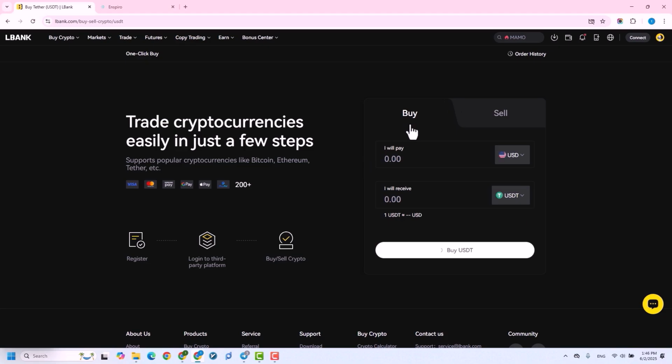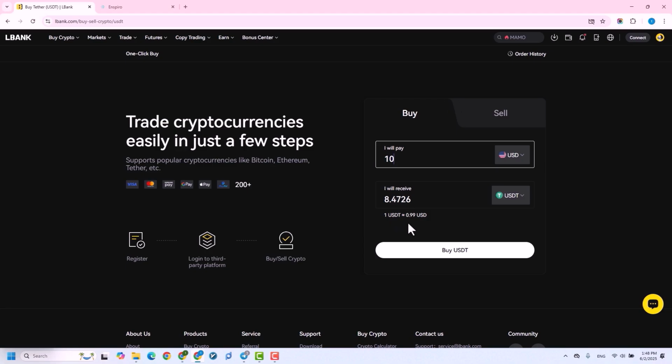In the buy section, you can use fiat currency such as USD to purchase USDT, for example, with just a few dollars. In the I will pay section, you enter the amount of currency you want to pay, and in the I will receive section, the amount of currency you will receive in exchange for your payment is displayed. If you are buying, this means the amount of crypto you will receive, and if you are selling, it is the fiat currency you will get.